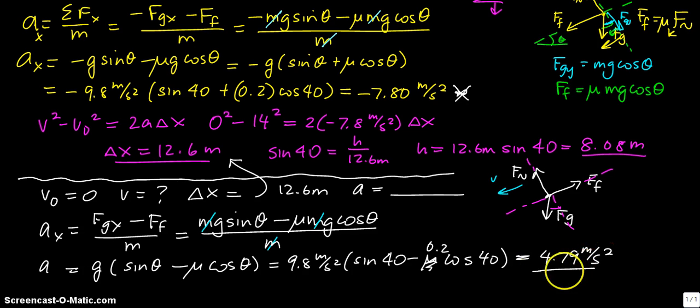I want you to notice that this acceleration down the incline is much less in magnitude than the negative 7.8 up the incline. That's because the two forces on the way up the incline are in the same direction, the negative direction, and the two forces on the way down, the gravity x component and force of friction, are in opposite directions. So on the way up the incline you have a greater magnitude acceleration, or deceleration as the case may be, and on the way down you have a lesser magnitude of acceleration.